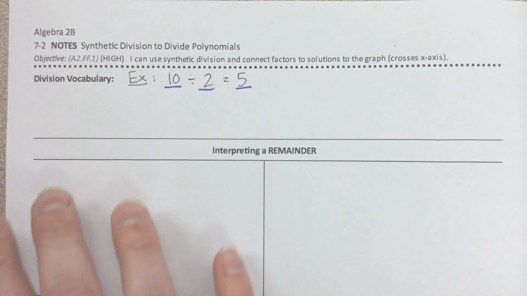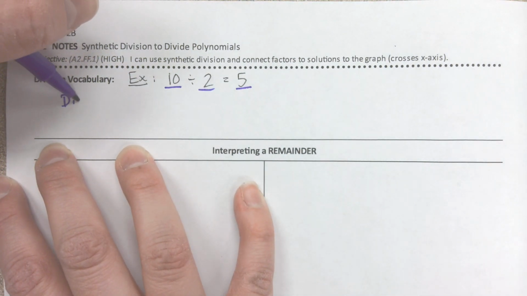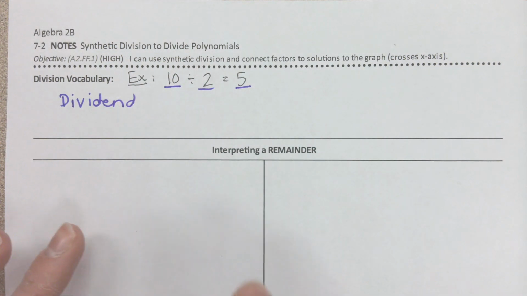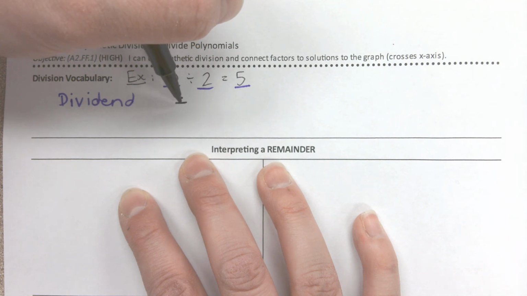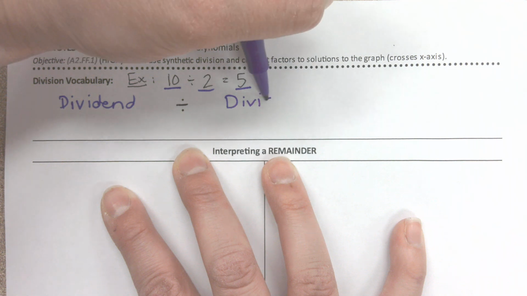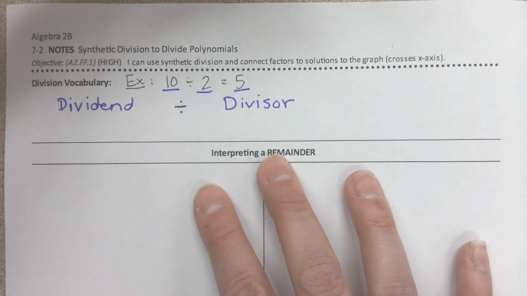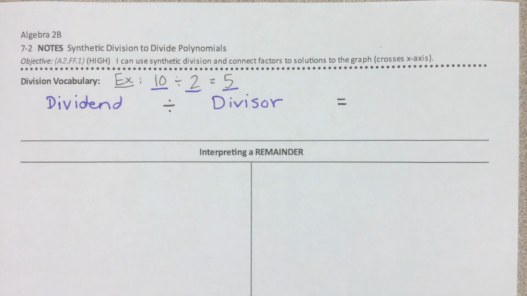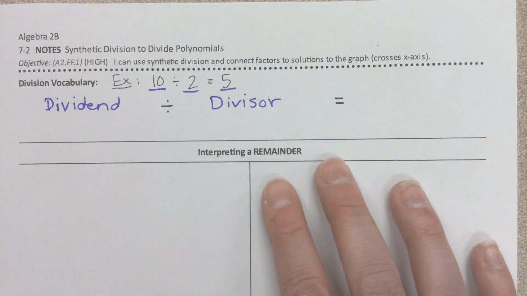The 10, we refer to this number as the dividend. Divided by the 2, we refer to as the divisor. Equals 5 is the answer to the problem, of course, but the answer to a division problem has a very specific name and it does not start with the letter D. Does anyone remember what this is called? Harneet? Quotient is correct. Very good.